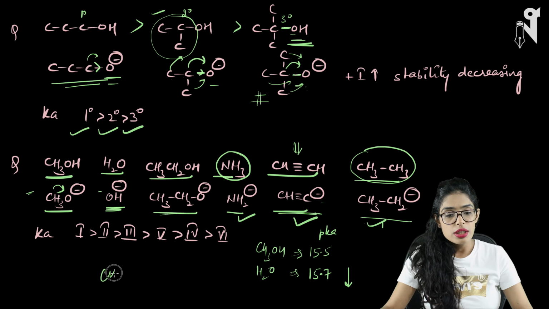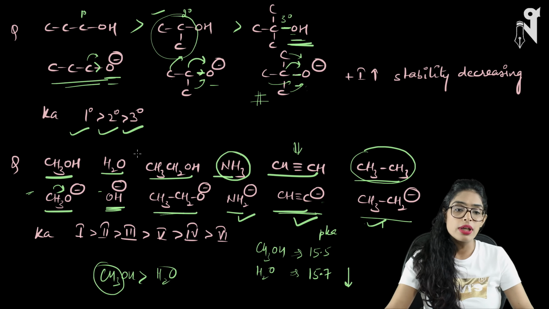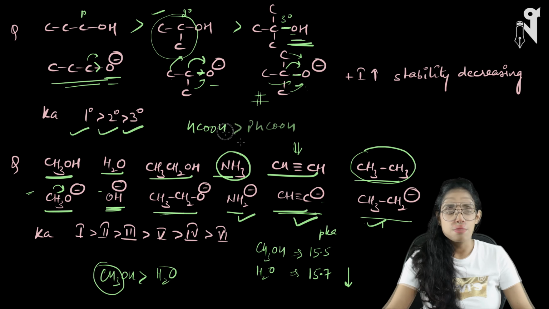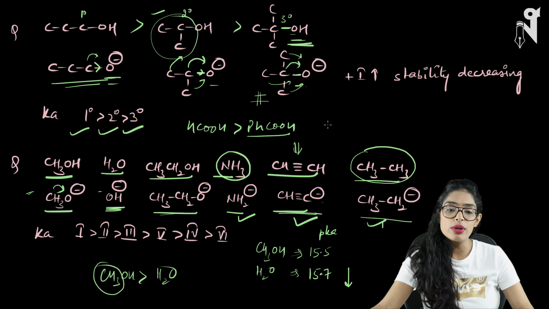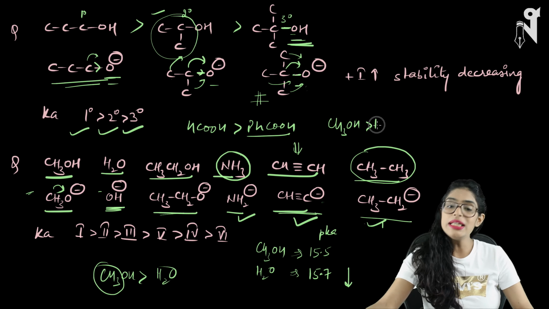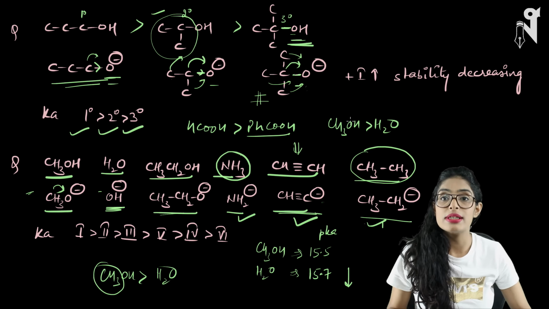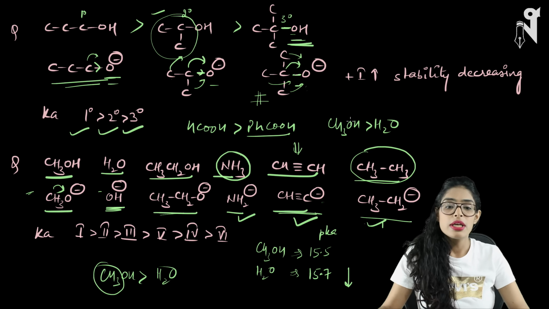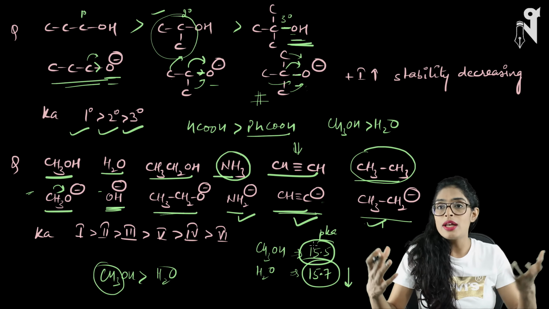So CH3OH is more acidic than H2O, even though it has one electron donating group present. This is also an exception, similar to the exception I spoke about before, that HCOOH is more acidic than PhCOOH. Exactly the same way, we have one more exception: methanol is more acidic than water. Any other alcohol is less acidic than water, but methanol is more acidic than water, and it's a very slight difference, which we got through the pKa value. The pKa value is higher for water, lesser for CH3OH. Lesser the pKa value, higher is the acidity.